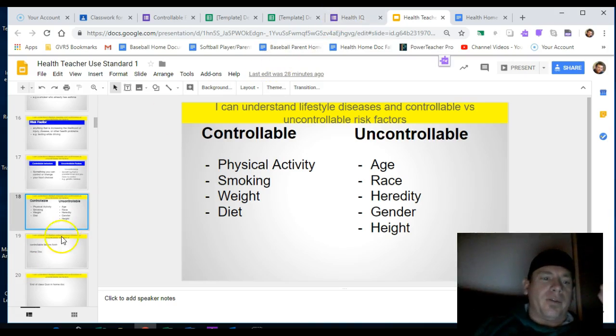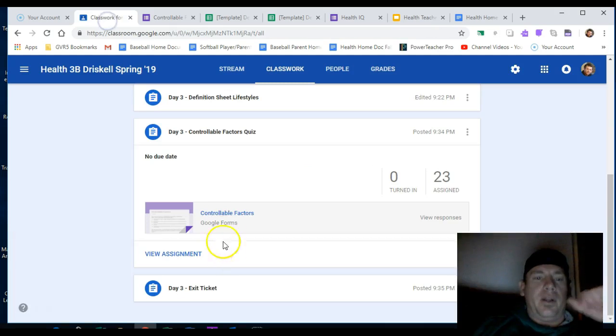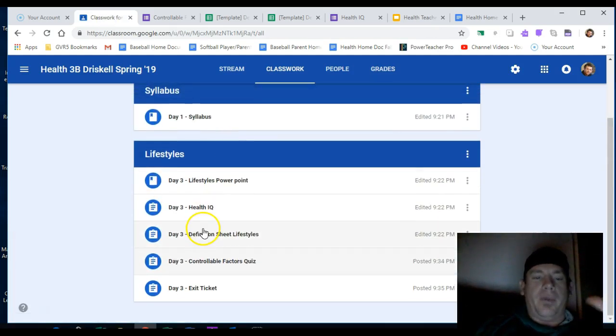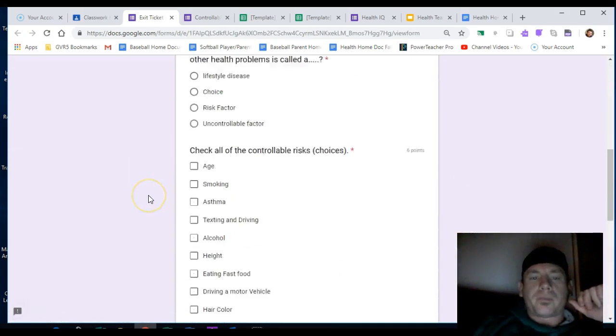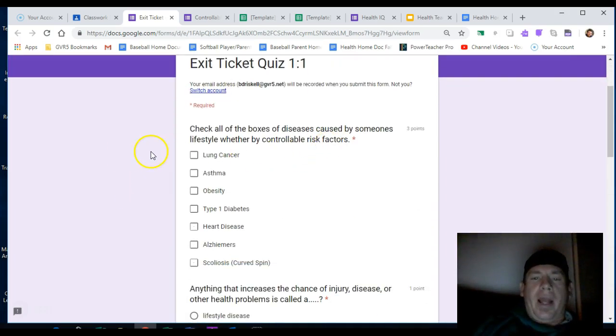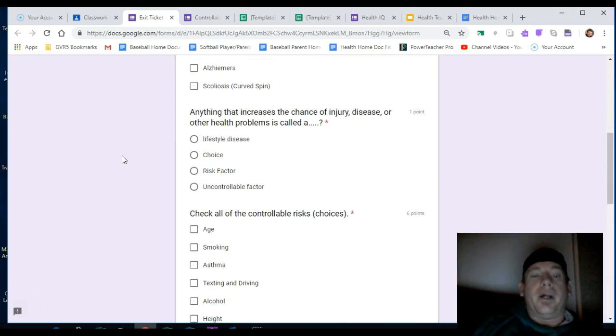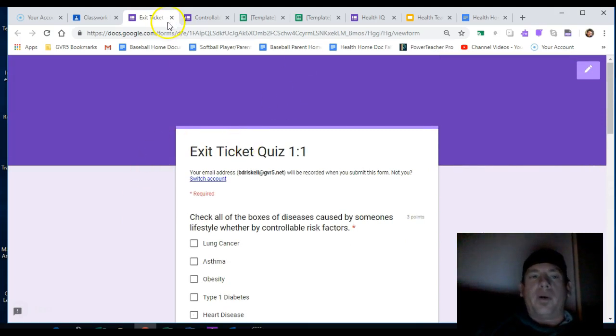So I want you to go through and answer those questions as best you can. After that, there's another quiz, and you can go ahead and click on that as well. When you're done with that one, the controllable factors quiz is only 5 or 6 questions. There's an exit ticket quiz, and I'll open this up as well. This is only 3 or 4 questions. On this one, it's going to ask you the difference between controllable and uncontrollable, and you're going to have to actually select which ones are controllable and which ones are not, based off of the question. So answer those, and that'll be the end of this particular lesson. All right, good luck.